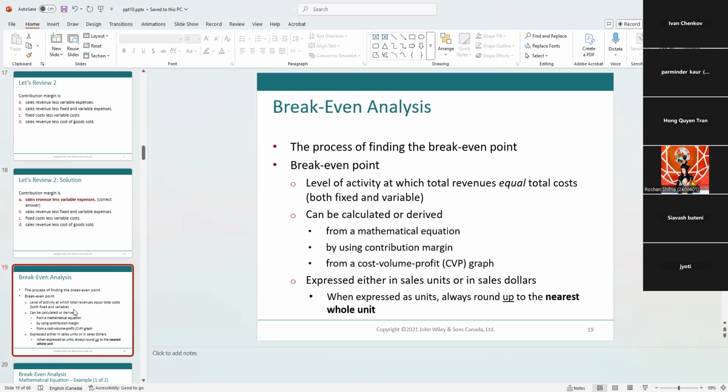Now, it can be calculated or derived. How can we calculate it? By a mathematical equation, by using the contribution margin formula, or by the cost-volume-profit analysis graph. It can be expressed in two ways: as the number of units that we need to sell and as the total sales dollar amount.